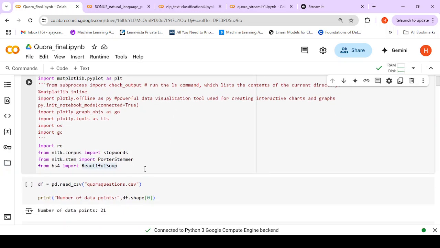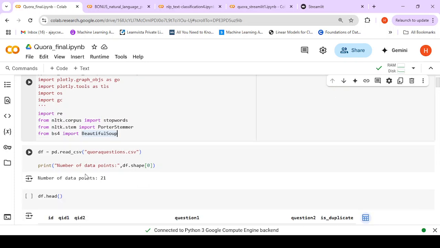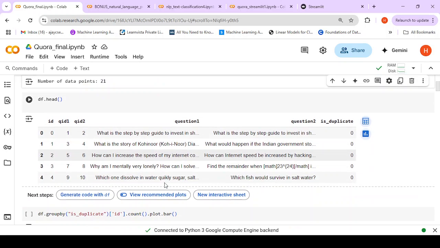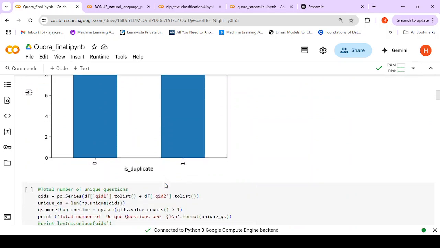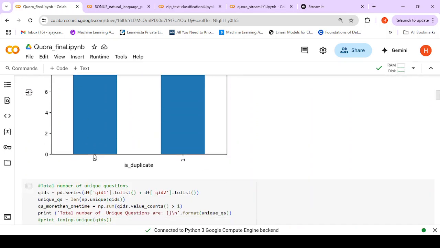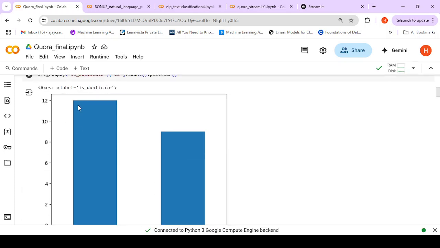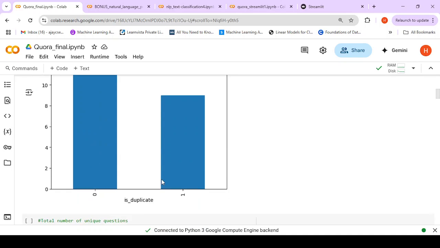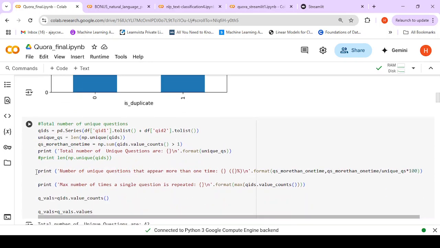The pre-processing, the importing of the libraries, and here for processing reasons we have taken only 21 values. We can take more. So here in the data set the duplicates are more, indicating the distribution of zeros to ones is 12 zeros and 8 ones, indicating that in 8 records the questions are duplicates of each other.